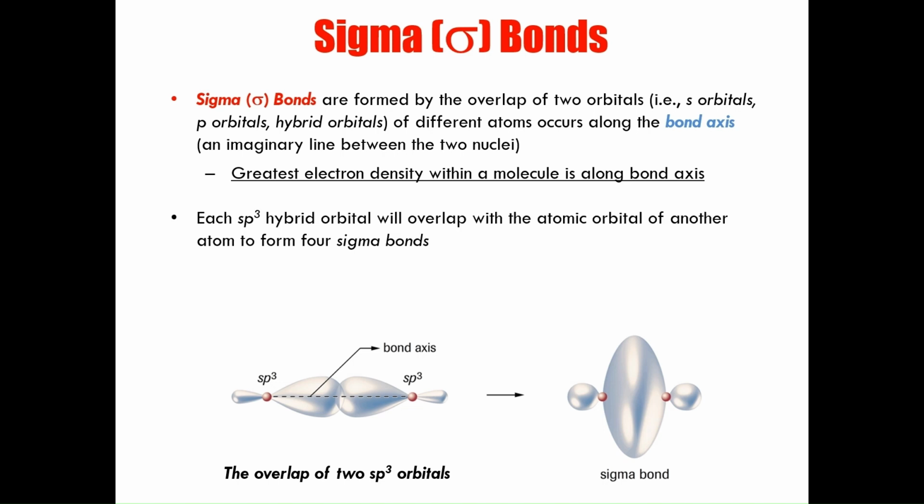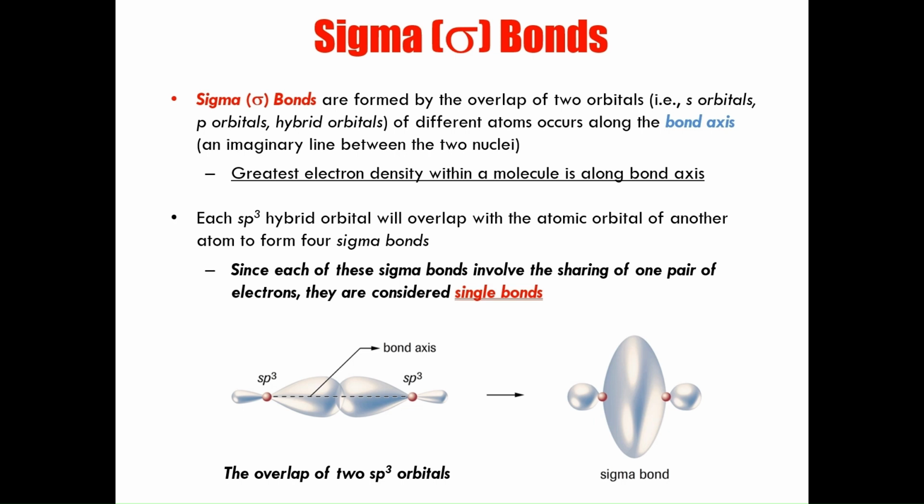Now, considering that each atom with an sp3 hybridization has 4 hybrid orbitals, each one of these sp3 hybrid orbitals will overlap with the atomic orbital of another atom to form 4 sigma bonds. Since each of these sigma bonds involves the sharing of 1 pair of electrons, these sigma bonds are considered to be single bonds. And so that's where the category comes into play.